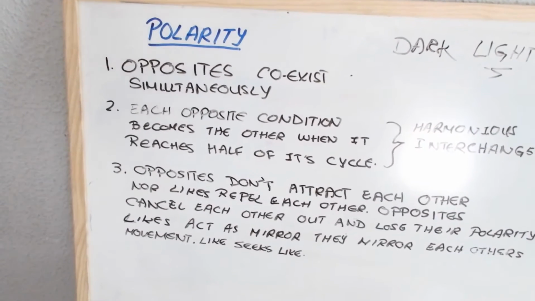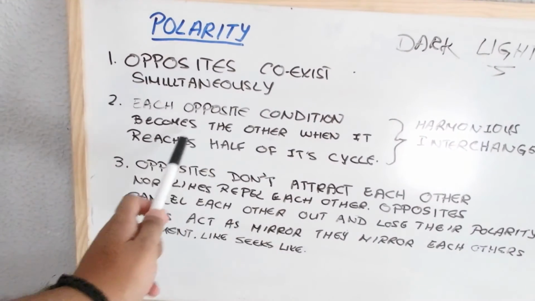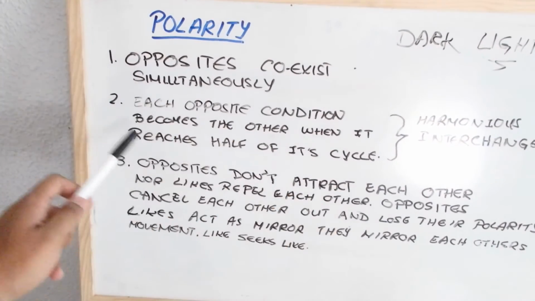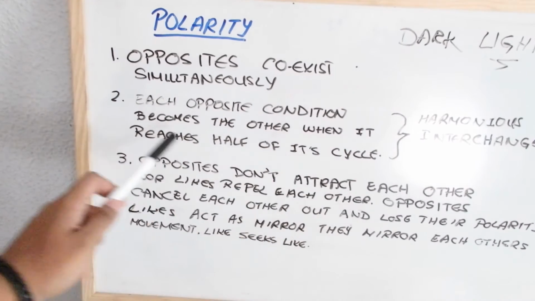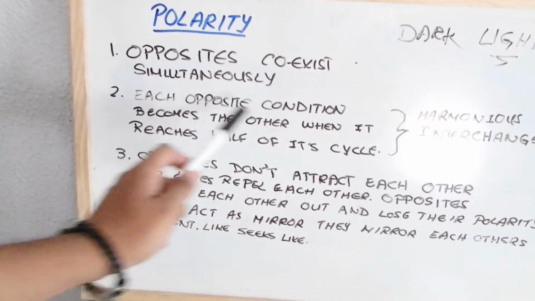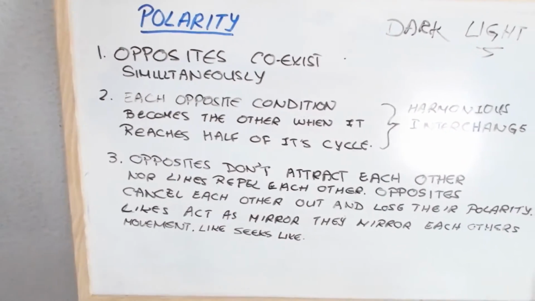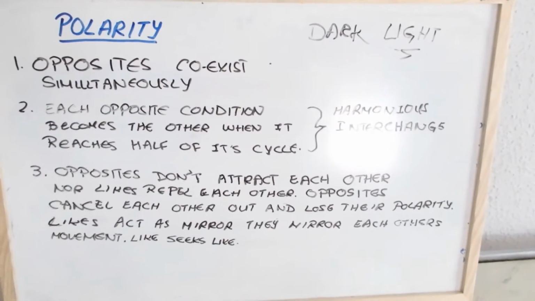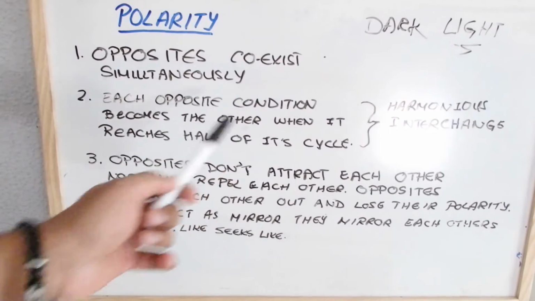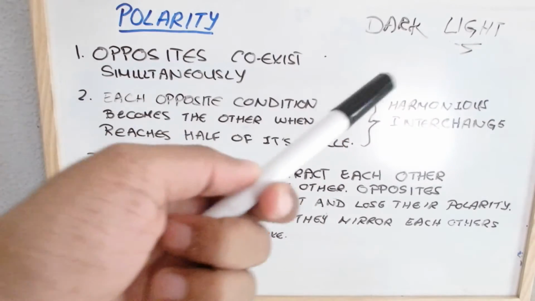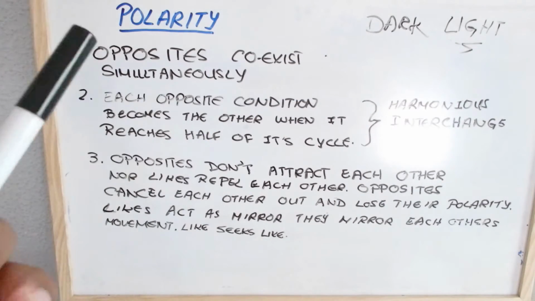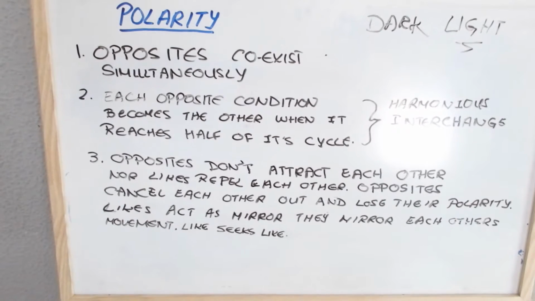The second part is that each opposite condition becomes the other when it reaches half of its cycle. I'll show this in an analogy. I have made a diagram in a coordinate plane, so I'll show it there. What I want to show is that there's a harmonious interchange between the opposites, that they need to work together, like dark and light. Light could not exist without darkness, right? So they work together, and there's a beautiful interchange between them.